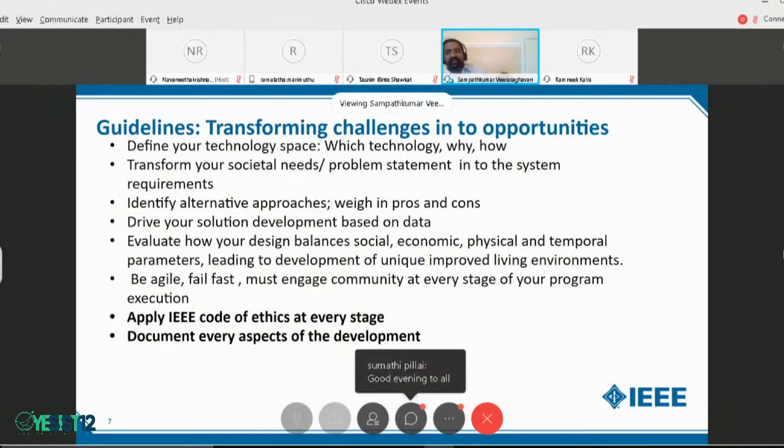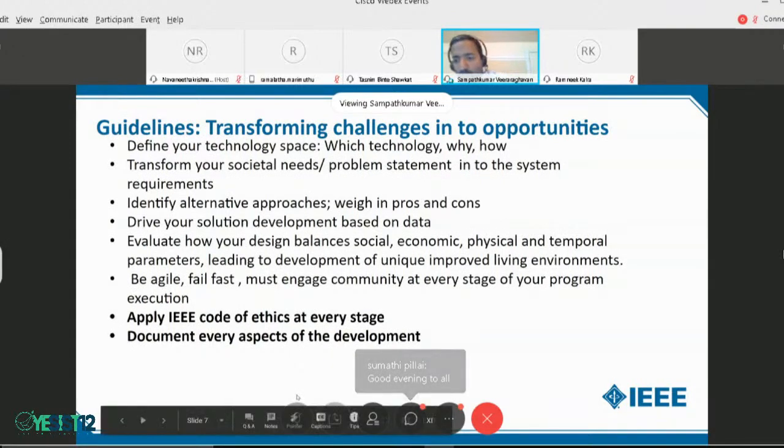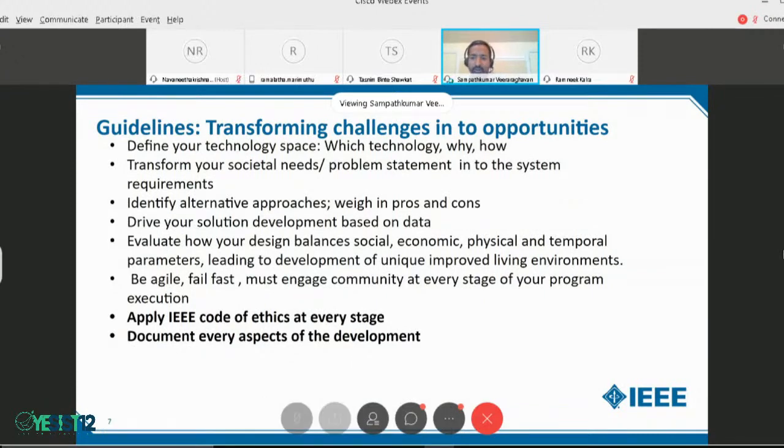Okay, so some few areas here. In general, when you define your technology space, once you understand your targeted community, what they want, and your partnership and so on, I think it's always important that you understand the alternative technology that's available.